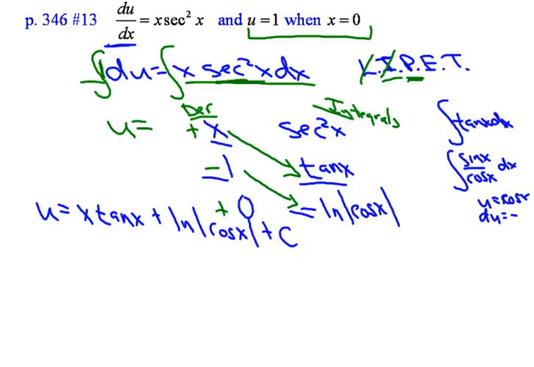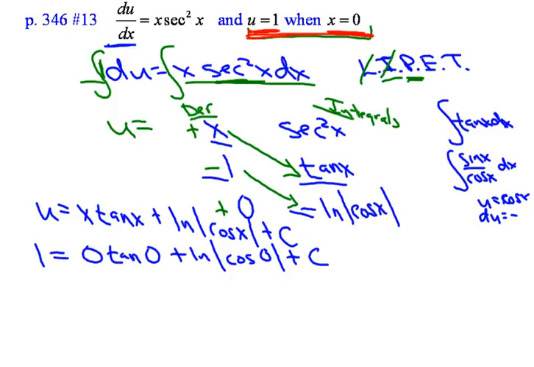And now we come back right up here to our initial condition. Let's figure out what our constant is. For u, let's sub in a 1. For x, let's sub in a 0. So for u, I sub in a 1. X, I put in a 0, so I got 0 times the tangent of 0, which is 0 times 0, plus I've got the natural log of the absolute value of the cosine of 0 plus c.